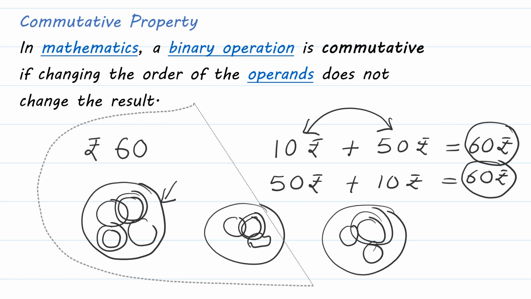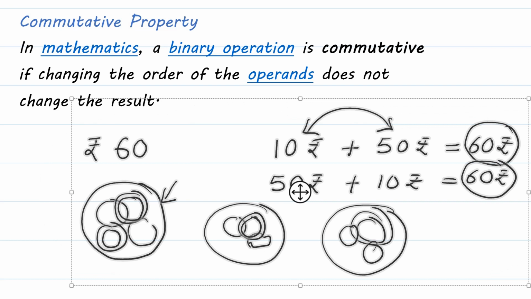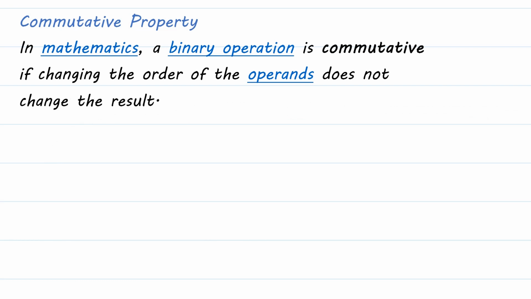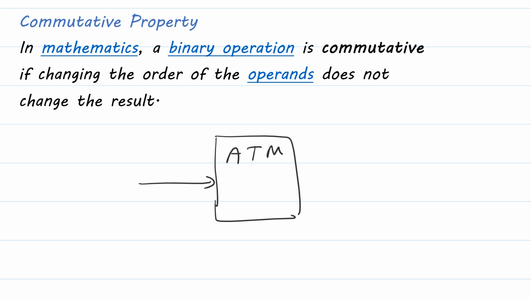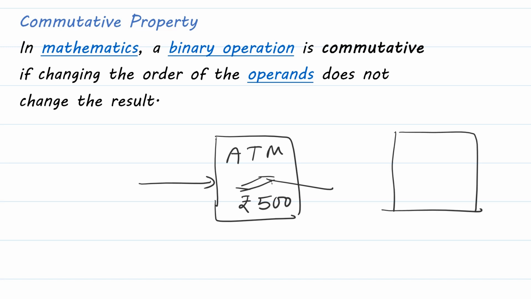But we will consider one example where order is important. Amol went to the ATM and withdrew 500 rupees. Now here there are two actions. Amol went to the ATM, first action, and then he withdrew 500 rupees, second action. This situation is not commutative. The order of events matters in this case. Amol cannot withdraw money without going to the ATM first.